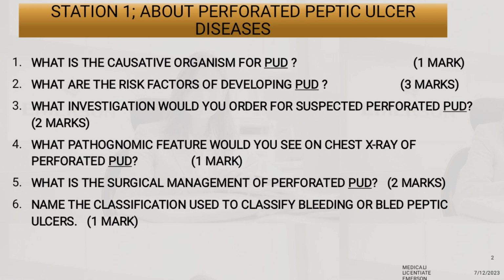So question 1. What is the causative organism for PUD, that is peptic ulcer disease? And what are the risk factors of developing PUD? Then what investigations will you order for suspected perforated PUD? Then question 4. What pathognomonic features would you see on chest X-ray of perforated PUD? And 5. What is the surgical management of perforated PUD? Then question 6. Name the classification used to classify bleeding or bled peptic ulcers.